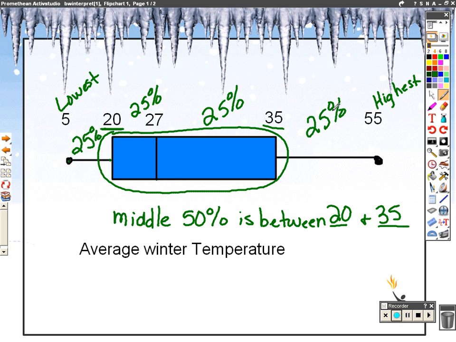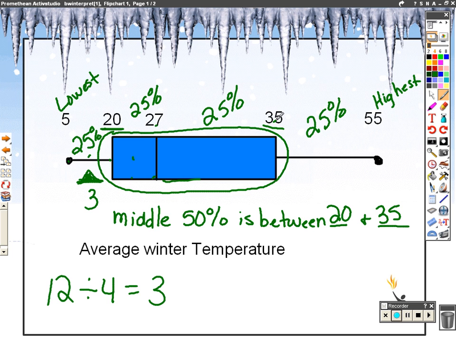Okay? So if we had 12 different temperatures, now remember, 25% is a quarter or 1/4. So if I divide this by 4, each section represents 3 temperatures. Even though this space looks smaller than this one, there are still 3 temperatures. So on 3 of the days, the temperature was between 27 and 35. On 3 of the days, the temperature was between 35 and 55.